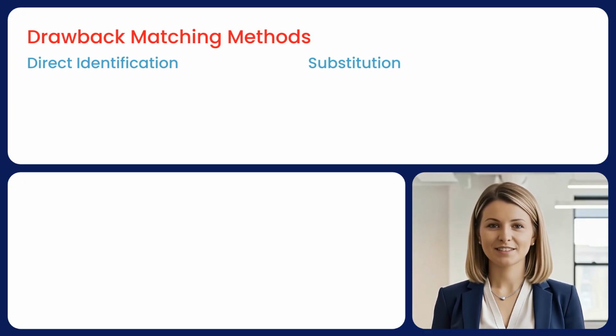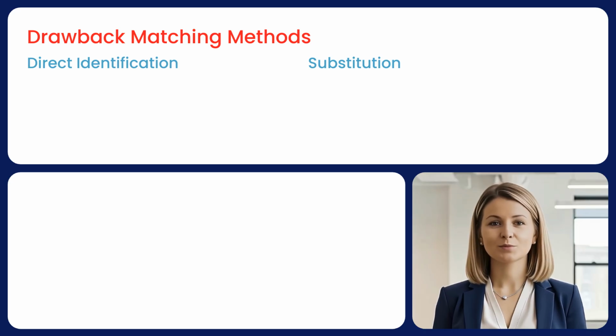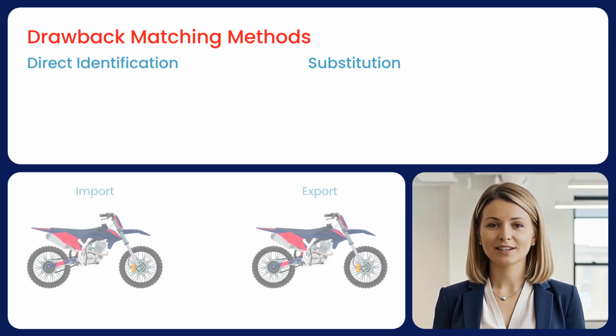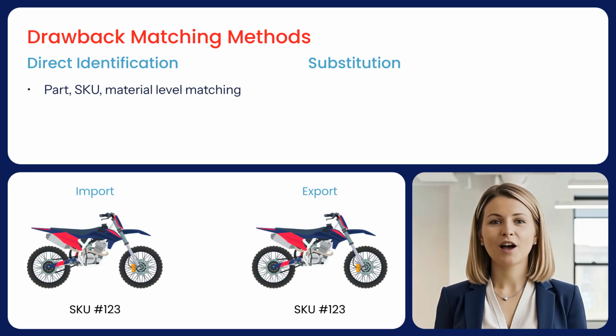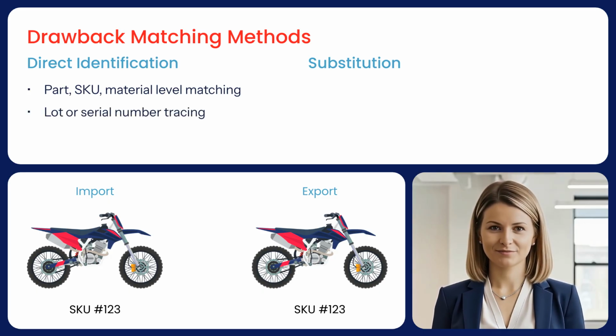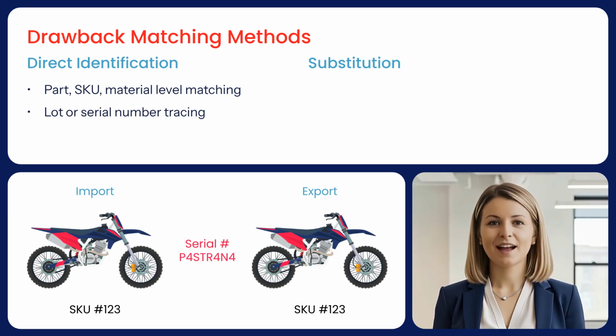First step is direct identification. The simplest way to think about it is matching imports to exports at the part, SKU, or material level. To compliantly use this method, Customs requires lot or serial number tracing. For example, a vehicle has a unique serial or VIN number. That number allows the import to be tracked into inventory, show being withdrawn from inventory, and then exported. The item maintains its identity throughout the process, and that's what we call explicit matching.